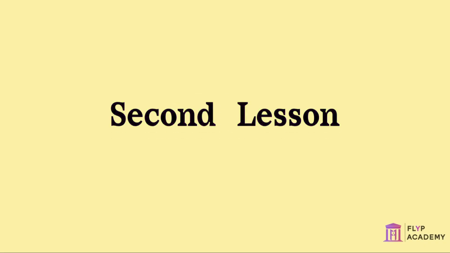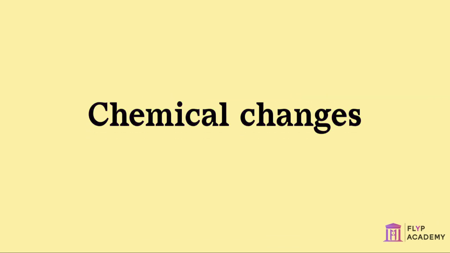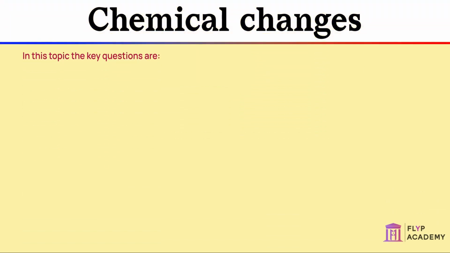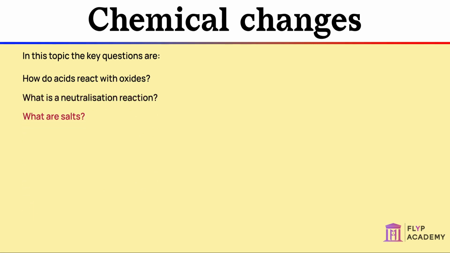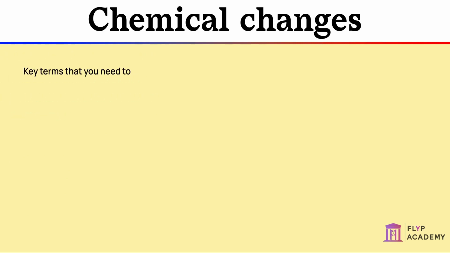Welcome to the second lesson of the chemical changes topic. In this topic, the key questions are: 1. How do acids react with oxides? 2. What is a neutralization reaction? 3. What are salts? Key terms that you need to be familiar with: acids, neutralization, salts.